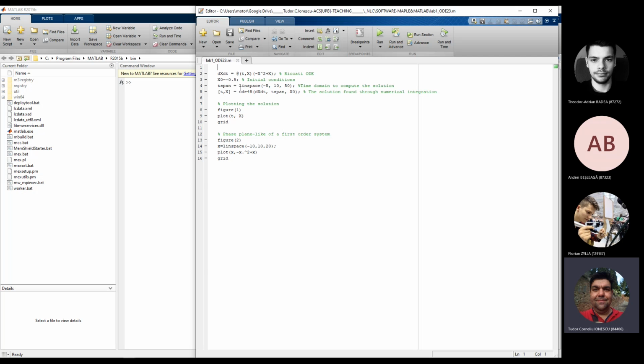And here you get the initial condition. Okay, x naught is minus 0.5, and then you span your time framework. So here you have the time axis. So you take the moments from -5 to 10 in 50 points. This is your time. Keep in mind, this is numerical integration, so you have to give the number of points, the time domain to compute the solution. And then this is the numerical integration step. This yields the solution found through numerical integration.